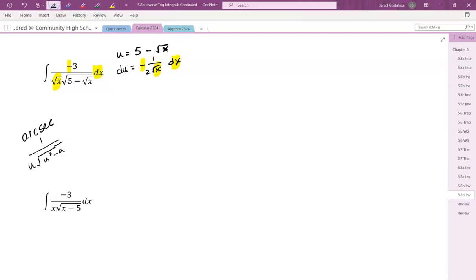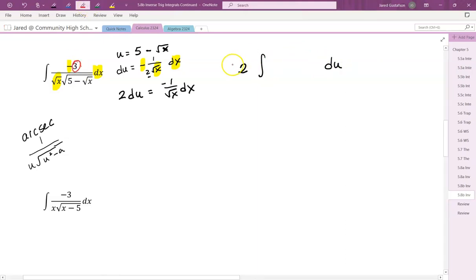I think u sub is probably looking like the way to go. I need to move this 2 over here to the other side. So 2 du equals -1 over the square root of x dx. Yeah, I think this is going to be pretty good. So everything that I highlighted gets replaced by 2 du. We have this 3 up top that I think I'm just going to move out to the front. Again, trying to make it easy on myself. So we have a 1 on top, and what do we have left on bottom? We have a square root. Don't forget the outer square root, but we're going to take the 5 minus square root of x and replace it with u.